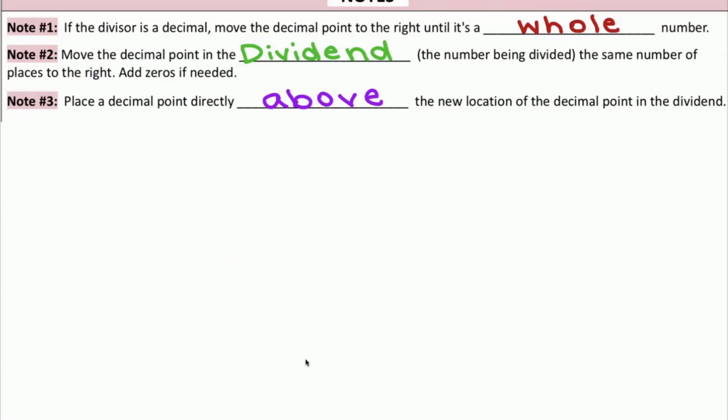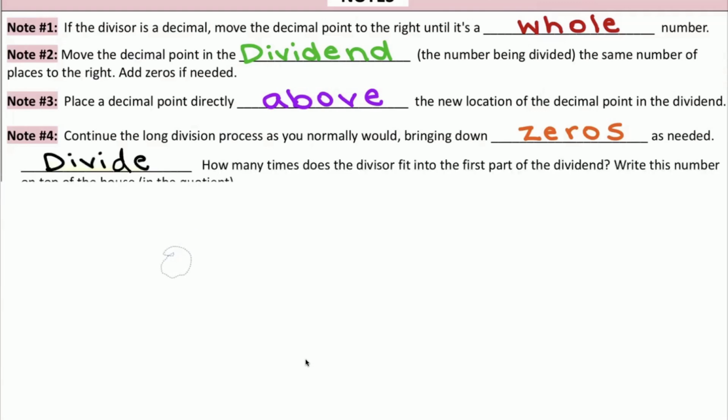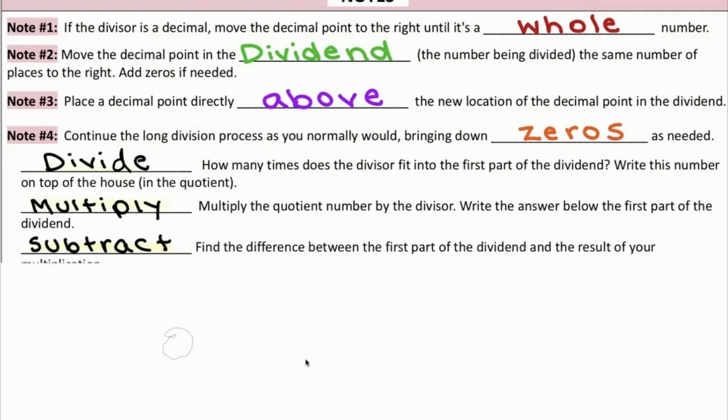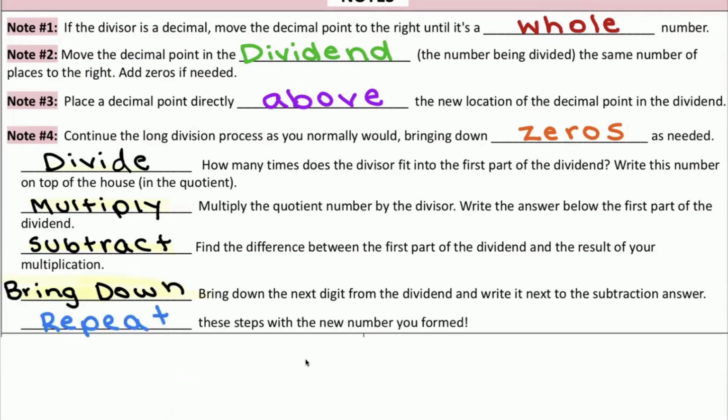So directly above the house. Don't forget, we're going to practice this in our examples. It's something we can refer back to for now. Note number 4, then we're just going to treat it like long division. So we're going to continue the long division process as we normally would, bringing down zeros if we have a remainder. Okay, and like I said, we'll go over that in our examples. So our normal long division process is we're going to divide, multiply, subtract, bring down, and then repeat. Pause the video, make sure you have these notes down, then we'll get started with some examples.